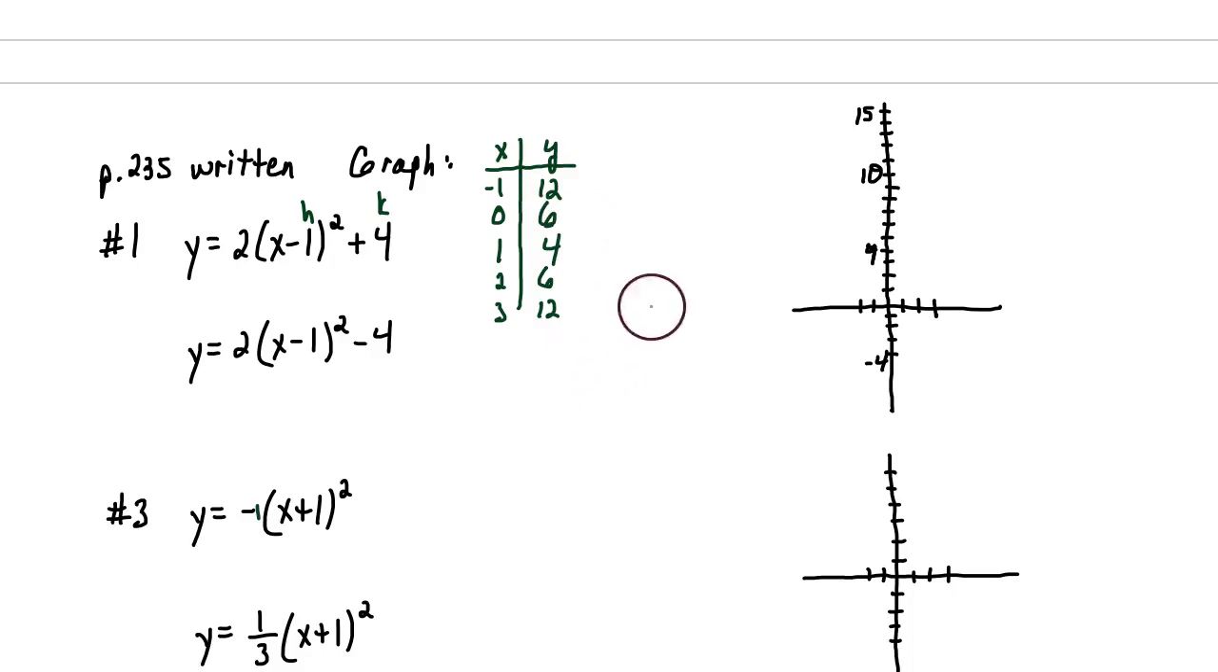Let's graph our first parabola. The vertex is 1, 4. Another dot is 0, 6, and 2, 6. And another dot is -1, 12, and 3, 12. Here is this parabola.